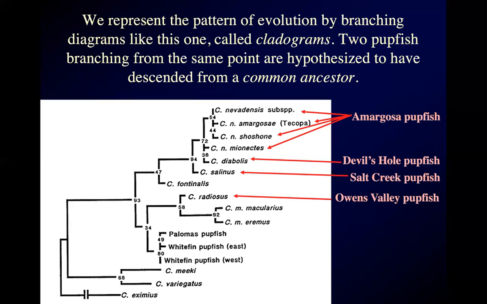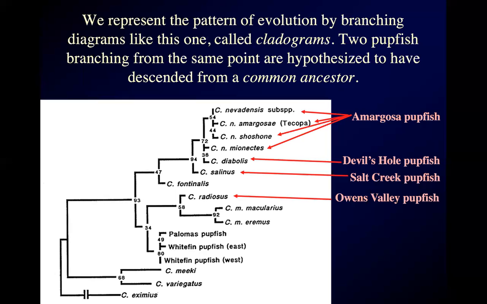There's little numbers on there. You don't need to worry about what those are. They have to do with some statistics that we use for drawing these up, but they're not important for our purposes. What I want you to see is that at the ends of these branches, you've got names of species. So up at the top, you can see C. nevadensis. That's short for Cyprinodon nevadensis. That's the Amargosa pupfish, the very first one we saw on Monday.